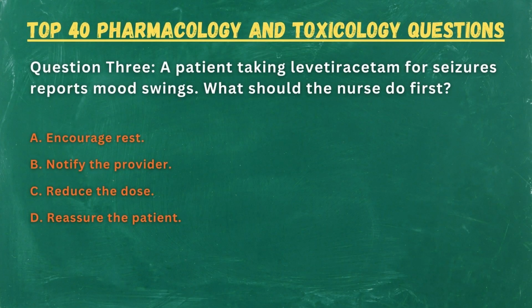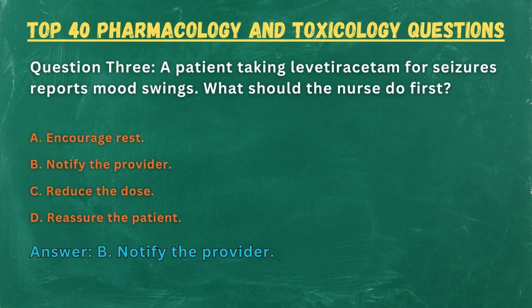Question 3. A patient taking levetiracetam for seizures reports mood swings. What should the nurse do first? A. Encourage rest. B. Notify the provider. C. Reduce the dose. D. Reassure the patient. Answer: B. Notify the provider.